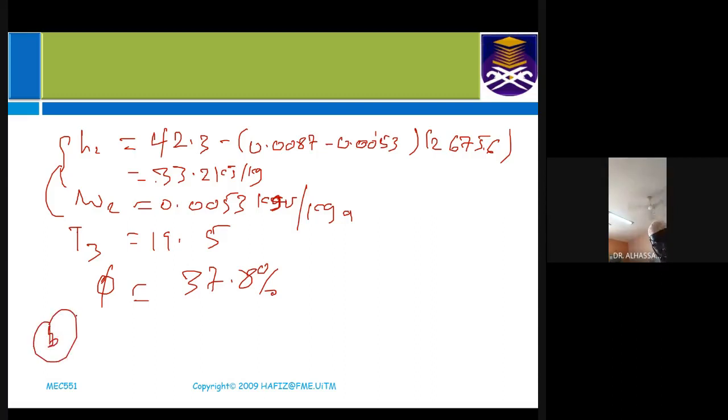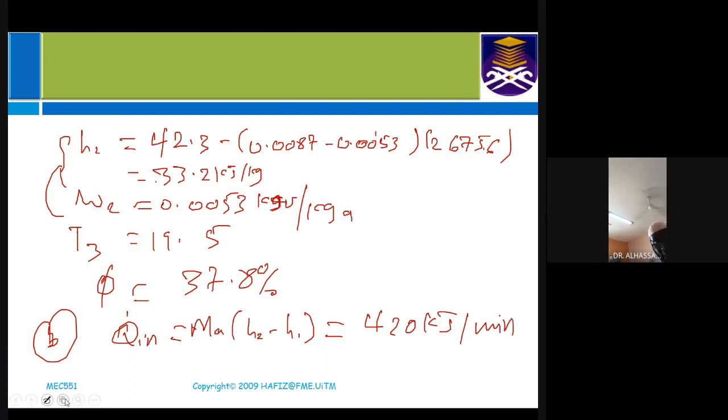Okay, so now the B part, we have to calculate the rate of heat transfer. Q in is equal to mass flow rate times H2 minus H1. So if you calculate carefully and substitute all the parameters, you get 420 kilojoules per minute.